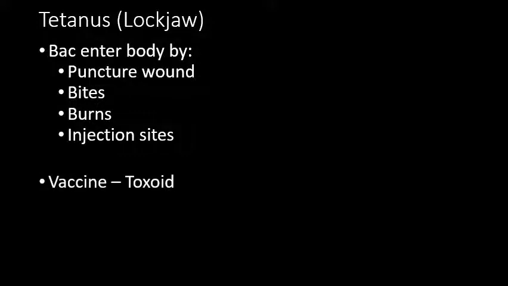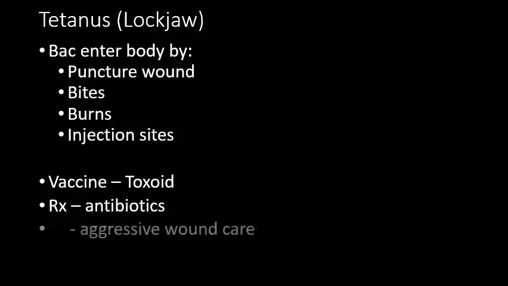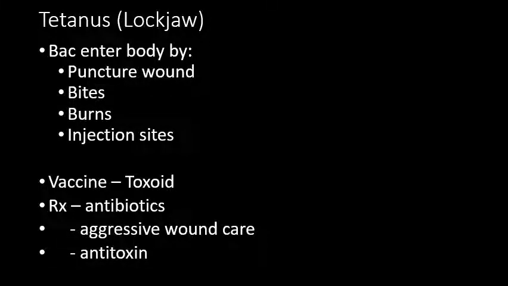All right, so the vaccine is a toxoid vaccine. And the treatment, if you end up with tetanus, is antibiotics and aggressive wound care. What they have to do a lot of times is go in and remove the flesh from around the wound to try to clear out all the bacteria, and also give you the antitoxin. So what ends up happening? Well, that toxin causes a real problem for your muscles.